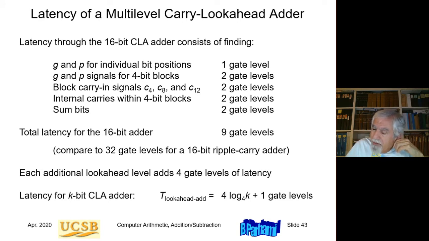Okay, 12 gate levels. And this is much less. Remember, if I build a 64-bit ripple carry adder, the propagation will be 64 stages, each 2 gate levels. So it will be 128 gate levels versus 12 here. Okay, so it's a significant speed up.